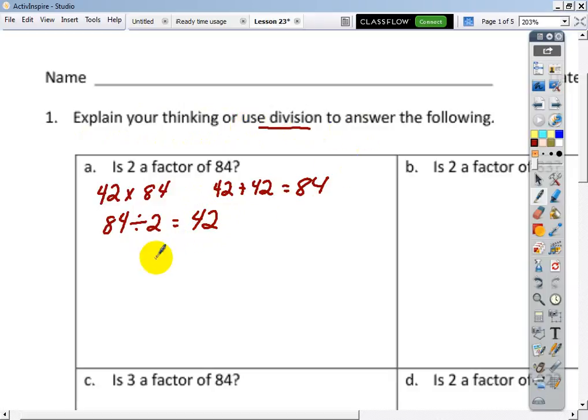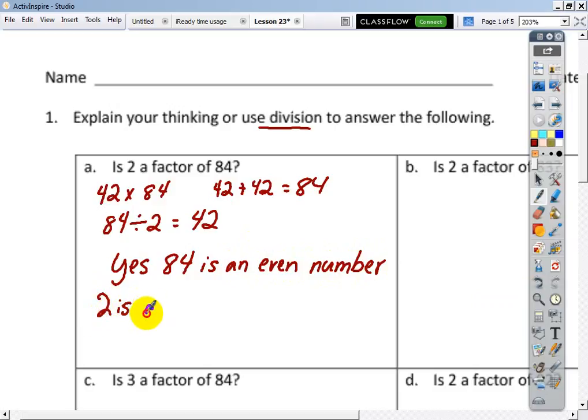And we can also say, in fact, that yes, 84 is an even number. Okay, that's part of it. And then we just say that 2 is a factor of every even number.